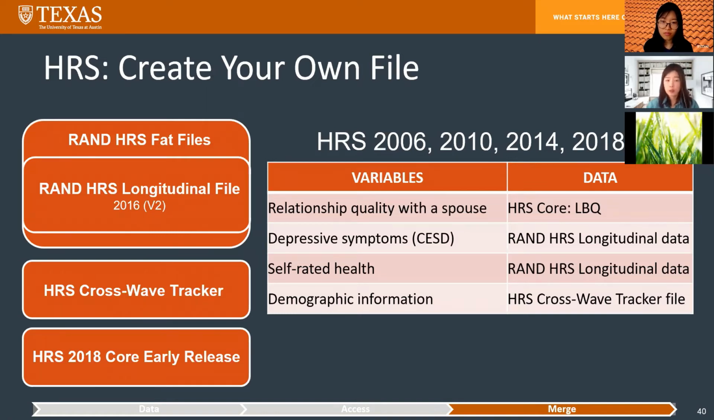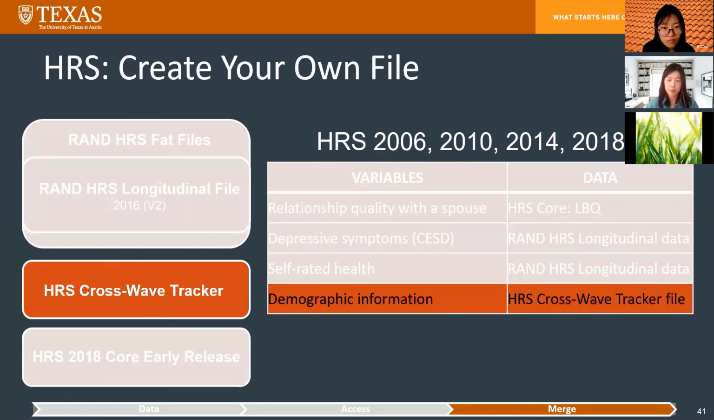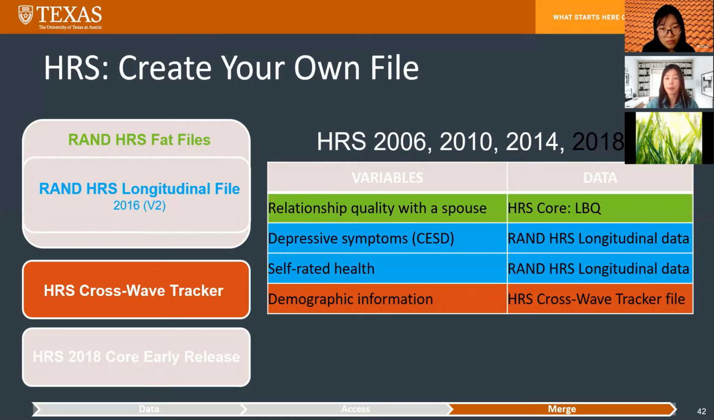And we'll be dealing with 4 different sources of data products. As we talked about, we know that we can get demographic information from the HRS cross-wave tracker file. This includes age, level of education, race, ethnicity, you name it, it's all there. And then we know we can get depressive symptoms and self-rated health too from the RAND HRS longitudinal file.